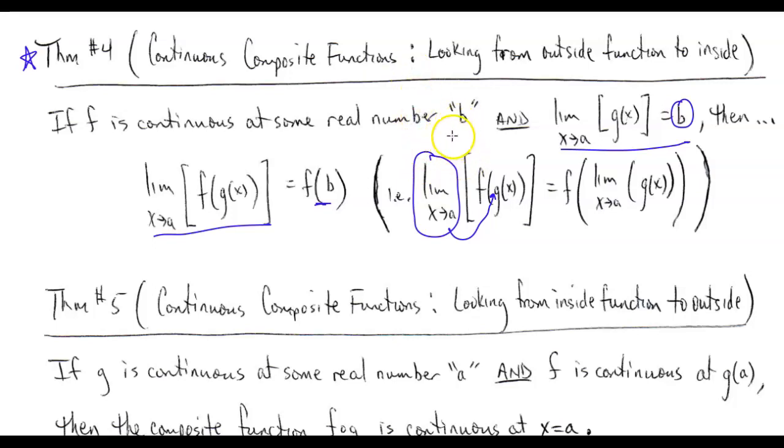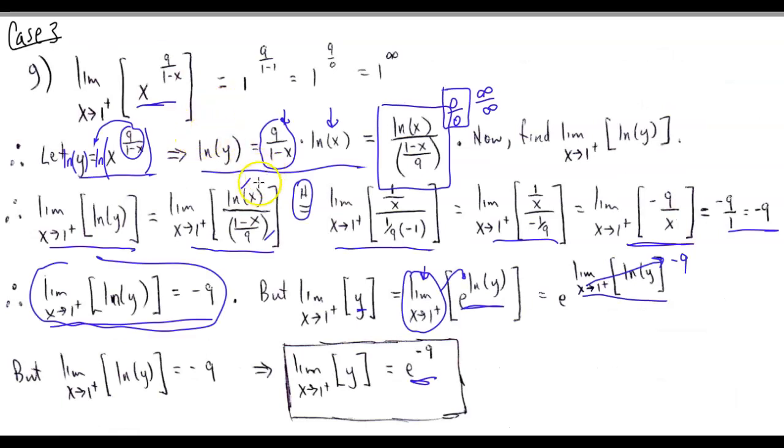And so I nicknamed this particular theorem the continuous composite function theorem, looking from the outside function to the inside, or looking from the outside in, for short. And notice here for this example that when we did this, we took our limit operator and we slid it to the inside function, which was the natural log of y, okay?